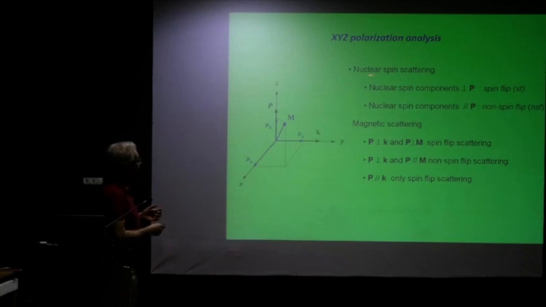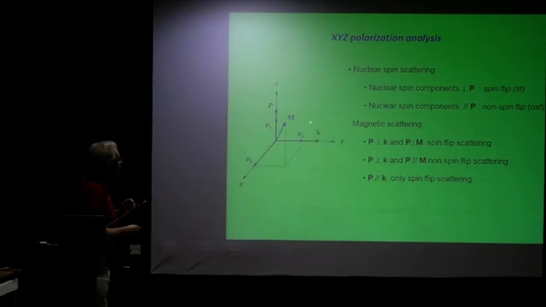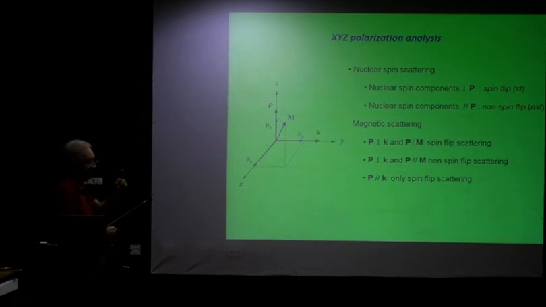Considering nuclear spin scattering, let's consider this diagram first. This P is the polarization direction. So your neutrons come in, let's say, from the left, for simplicity, with a polarization in this direction. And then you have a magnetization vector with components along the x, y, and z directions.